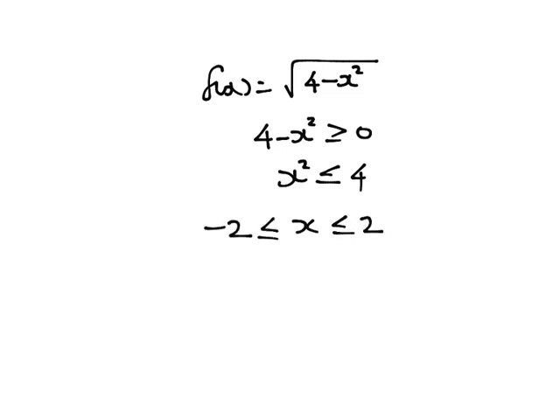So if we take any number between minus 2 and plus 2 and square it, the square will be less than or equal to 4. So this is the domain of this function.